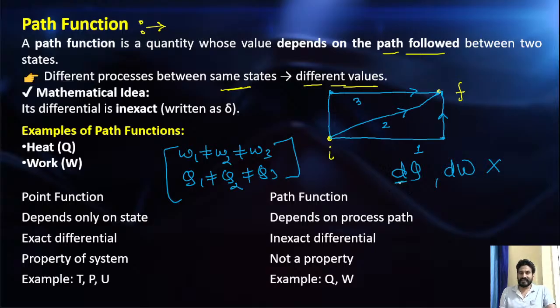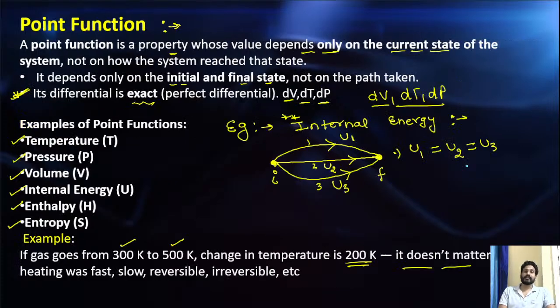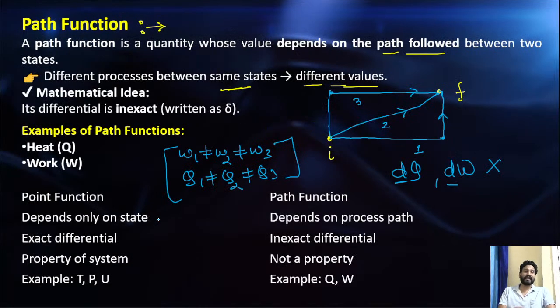You can put d only for the exact differential, or you can say the perfect differential, right? And all the point properties, or you can say all the point functions, are exact differentials. That's why you can write dP, dT, dV, dU, dH, dS. But you cannot write dW and dQ. Why? Because they are not exact.